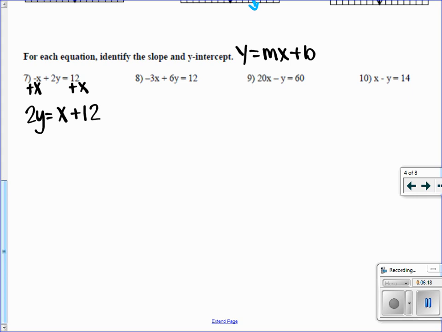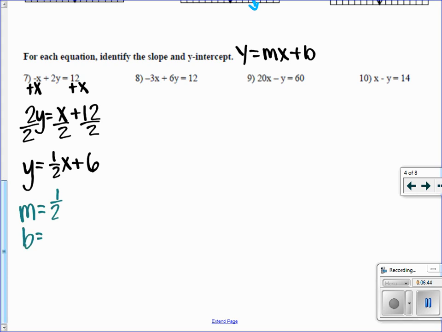Then we're getting y by itself, so what do you have to do next? Divide by 2. So y equals, what number is in front of x that's being divided by 2? A 1. So 1/2 x plus 6. Now it's in slope-intercept form, so what's the slope? 1/2, and what's the y-intercept? Wonderful. Then we could graph it if we needed to.